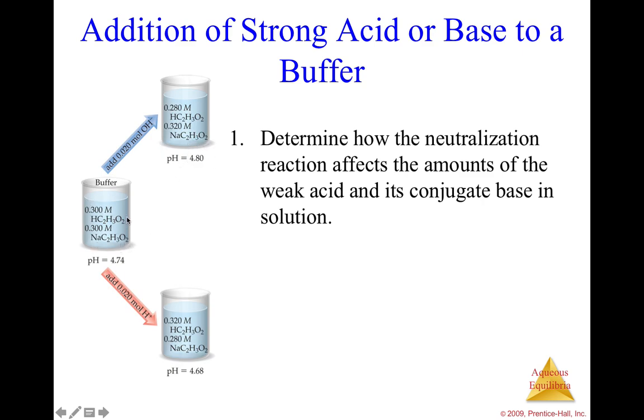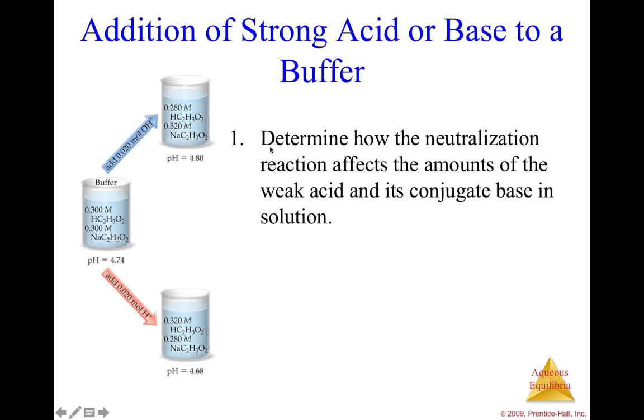Now, what if I have the same buffer solution and I add some strong acid? Again, acid and bases react. So the acid reacts with the weak base, sodium acetate, to make less sodium acetate and more acetic acid, which results in a pH of 4.68. So adding the acid, the pH goes down, but only a small amount. Adding the base, the pH goes up, but only a small amount.